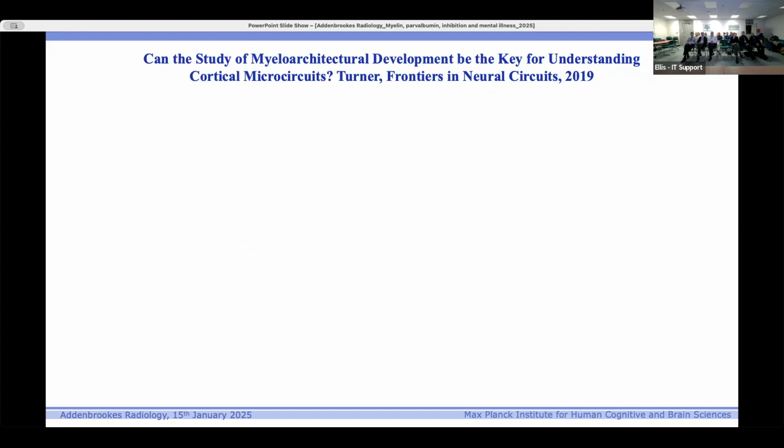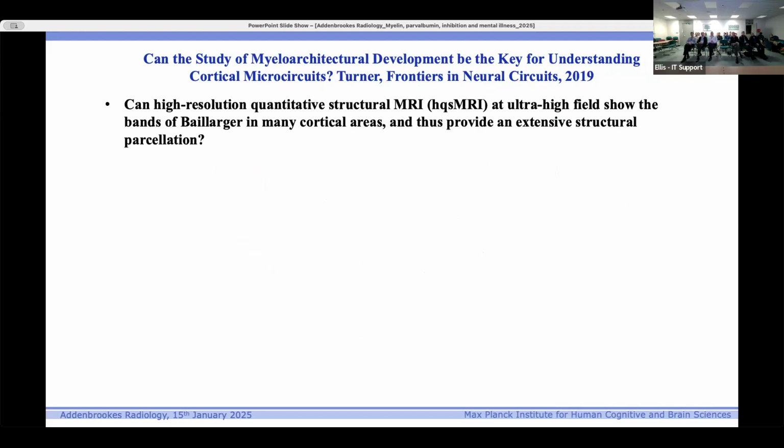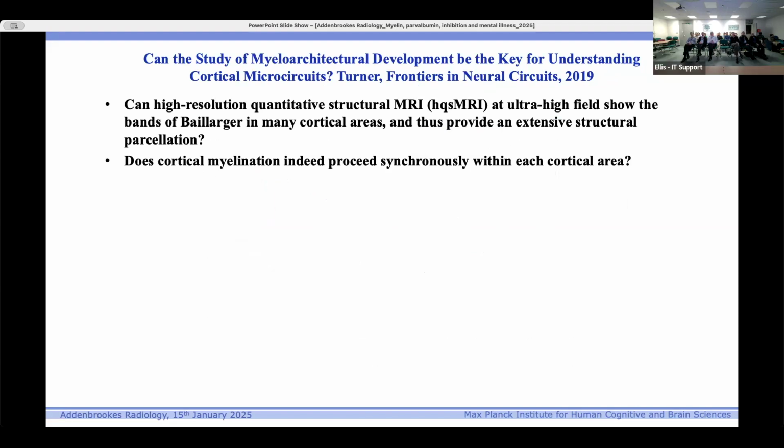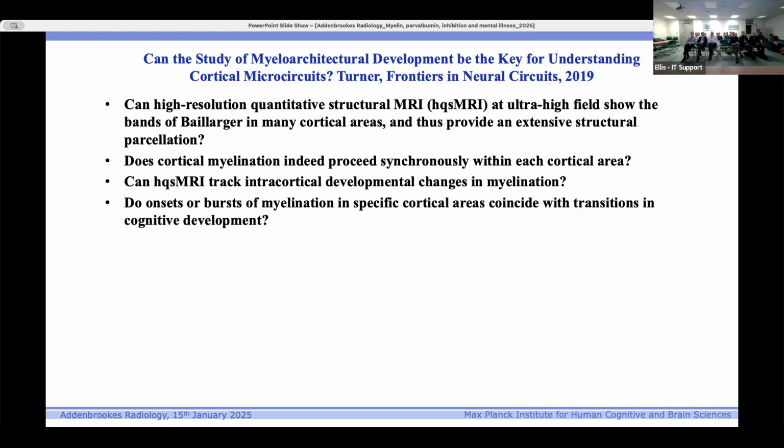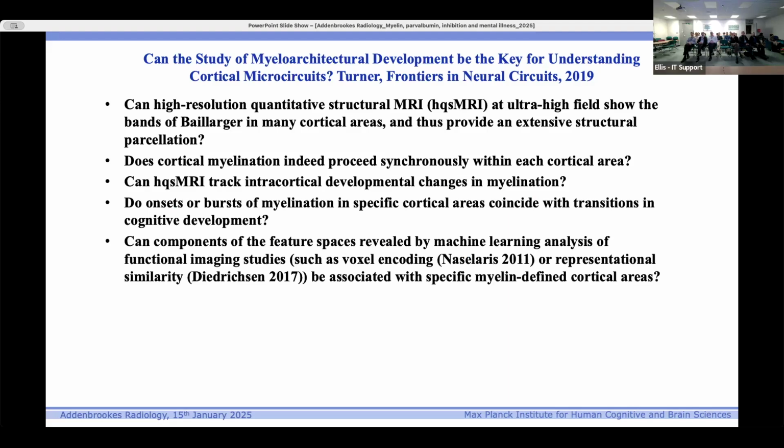So this is now just a set of questions. Can high-resolution quantitative structural MRI at ultra-high field show the bands of Baillarger in many cortical areas and thus provide an extensive structural parcellation? Does cortical myelination indeed proceed synchronously within each cortical area? Can this technique track intracortical development chains in myelination? Do onsets or bursts of myelination in specific cortical areas coincide with transitions in cognitive development? Can components of the feature spaces revealed by machine learning analysis of functional imaging studies, such as voxel encoding or representation similarity, be associated with specific myelin-defined cortical areas?